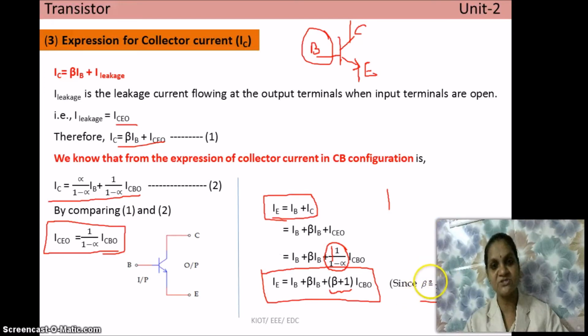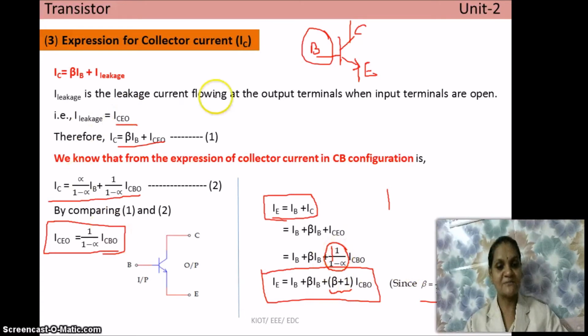From this expression, if you find the value of beta plus 1, you will get 1 by 1 minus alpha. You can find this value. So you cross multiply it, and from that expression you find 1 plus beta. This is nothing but 1 by 1 minus alpha.